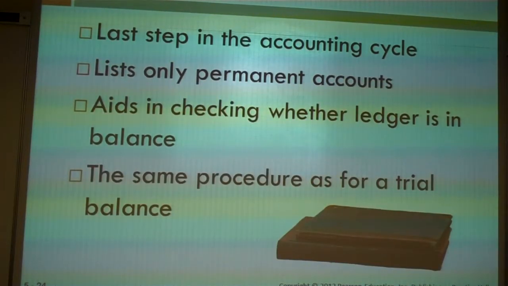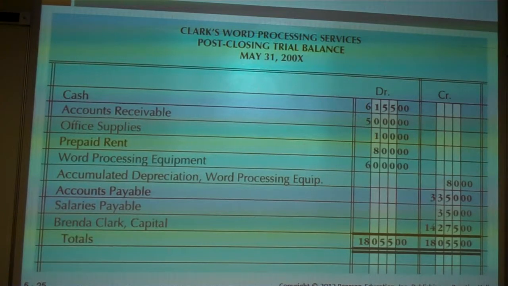I don't know that they give us a picture of one, but there's one in the book that we'll look at. It's the last step in the accounting cycle. It only has the permanent accounts. It aids in checking whether the ledger is still in balance, and it's the same procedure for the trial balance. It has a specific date, the name of the company, post-closing trial balance, and then a specific date. Oh, they did give us one. This is all that's left. Everything else has a 0 balance. That's why I've already posted some numbers into the ledger account that we're going to use today.